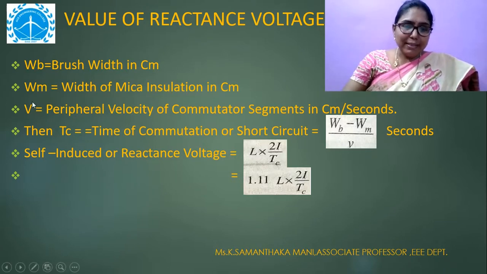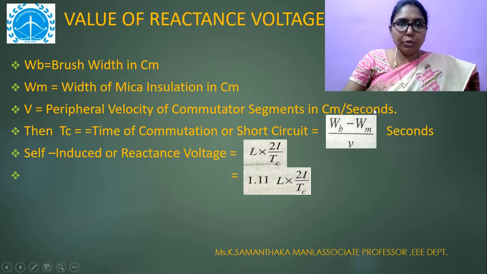So Wm is the width of the mica insulation in centimeters we are assuming. Now coming to the B, here I am assuming B is the peripheral velocity of the commutator segments in centimeters per second. Now I would like to calculate what is the time of commutation.